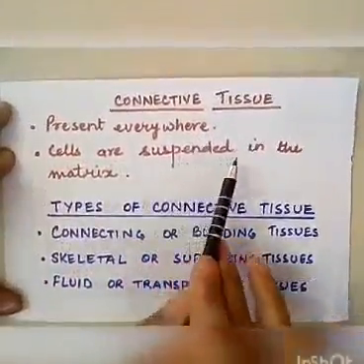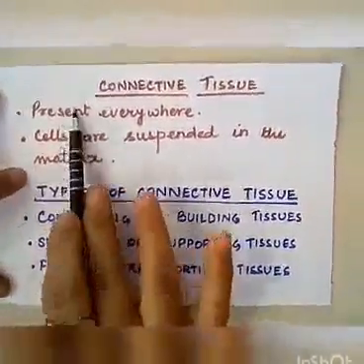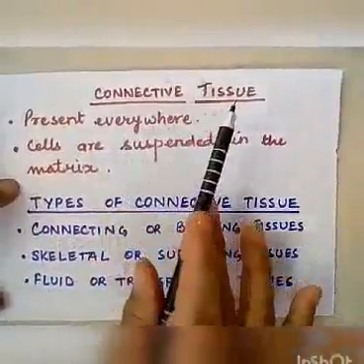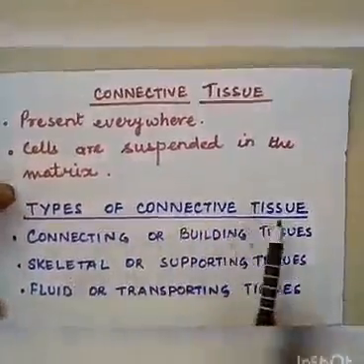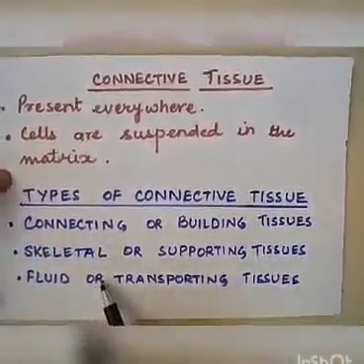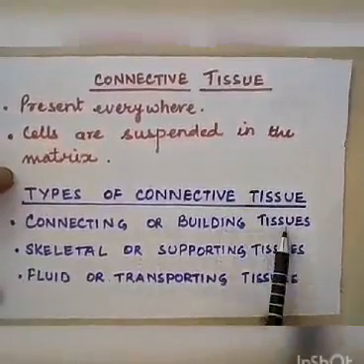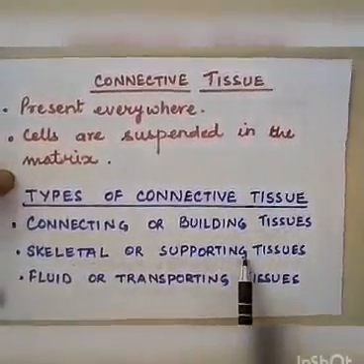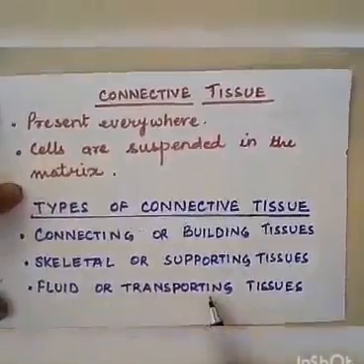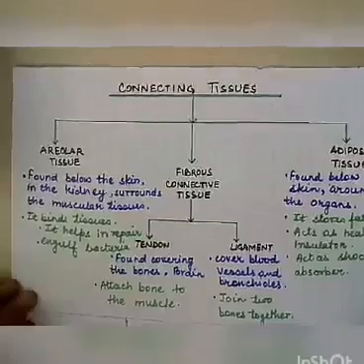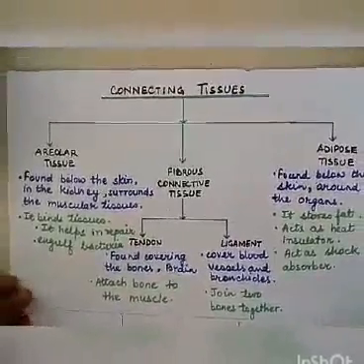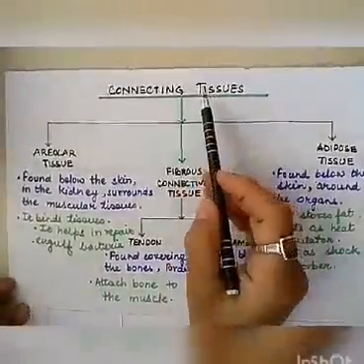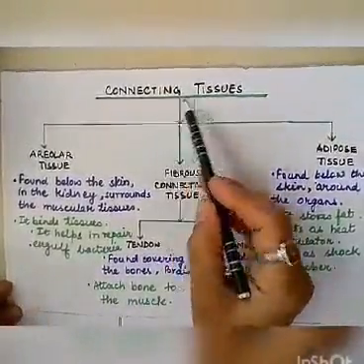Then cells are suspended in the matrix. This is the characteristic feature of connective tissue. Types of connective tissue: three types of connective tissues are there: connecting or the building tissues, skeletal or the supporting tissues, and fluid or transporting tissues.